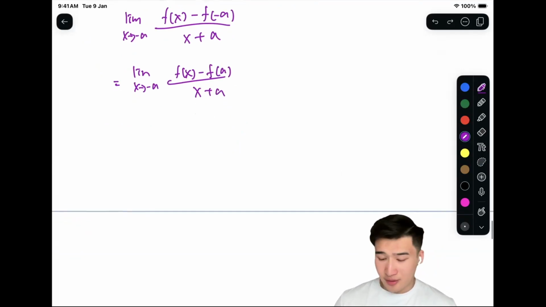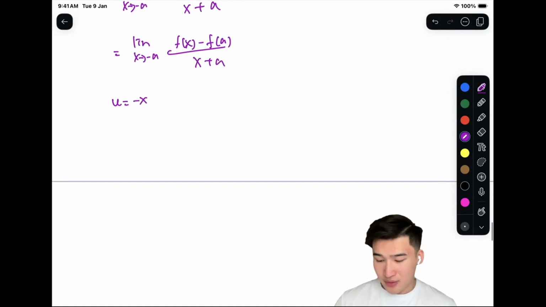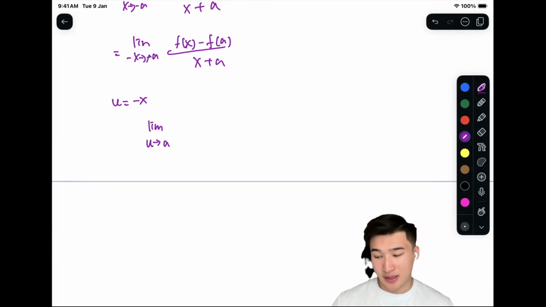Now, just like what we did in the past, we can actually use a variable to substitute. u is equal to negative x. And you're going to see why in a bit, okay? So if u is negative x, then you can say limit u is going to approach a instead of negative a. Why? Because x is approaching negative a. If it is negative x, the negative x is going to approach a, okay?